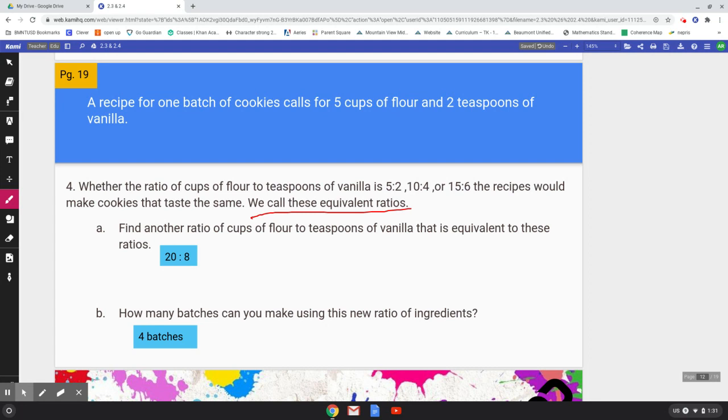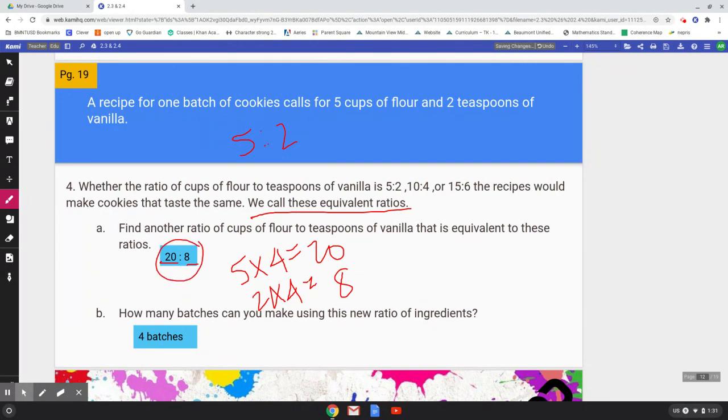So remember that our original was 5 to 2. So what I did is I multiplied them both by 4. So I did 5 times 4. And that's how I got the 20 right there. And then I did 2 times 4. And that's how I got the 8 right there. So you're going to be writing 20 to 8. That is what you're writing under A.